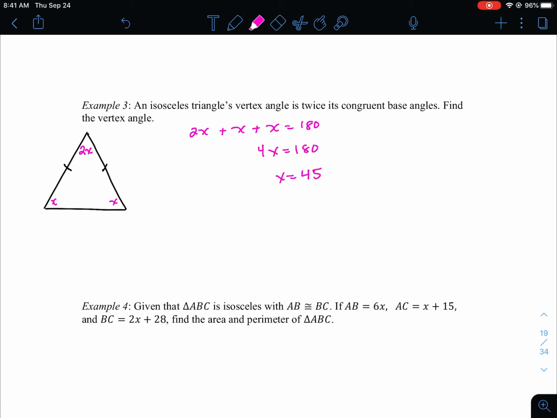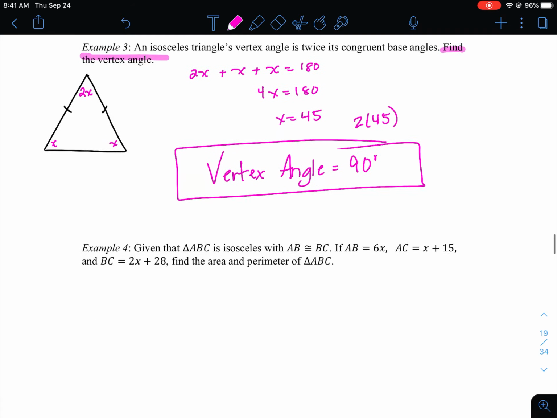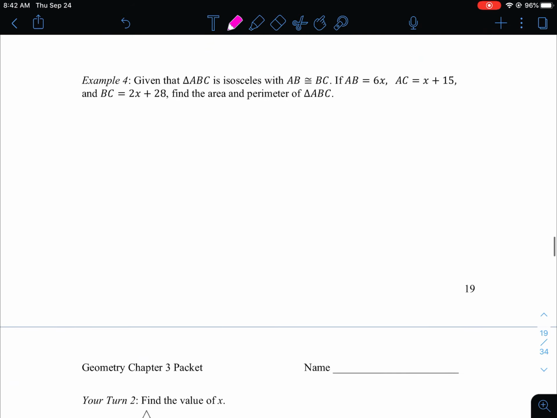But this time they didn't ask for x, and x is our base angle. They said find the vertex angle, and our vertex angle was 2x. So the vertex angle is 2 times 45, so it's 90 degrees. So I definitely did not draw my triangle correctly, but that is okay. So it's 90 degrees.